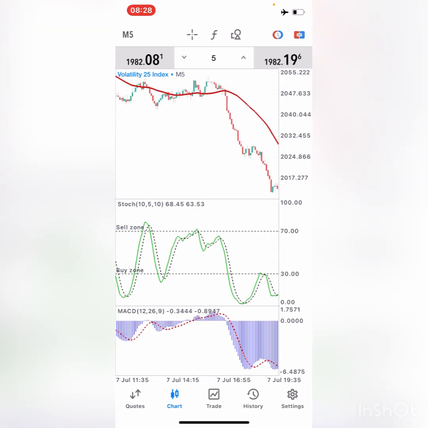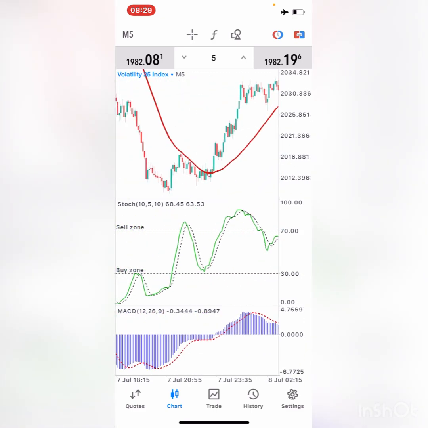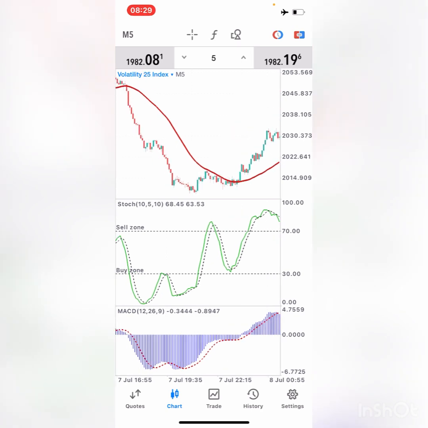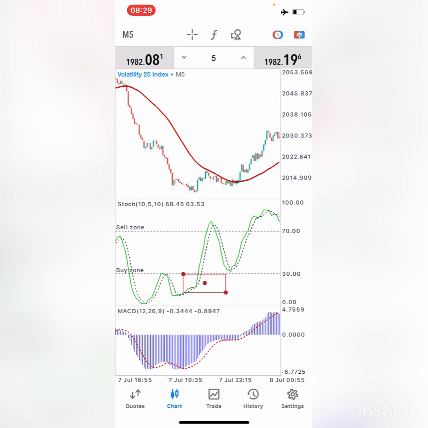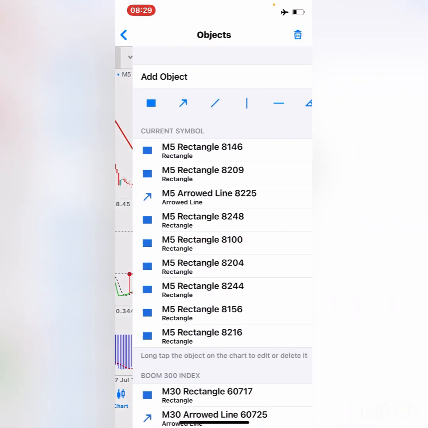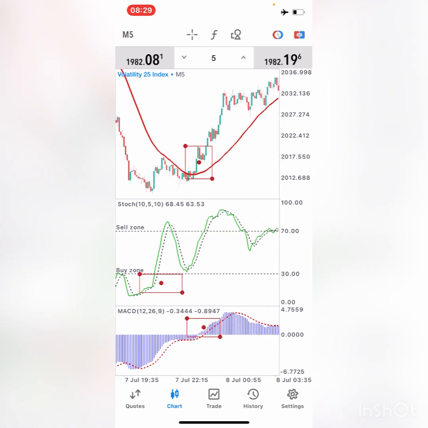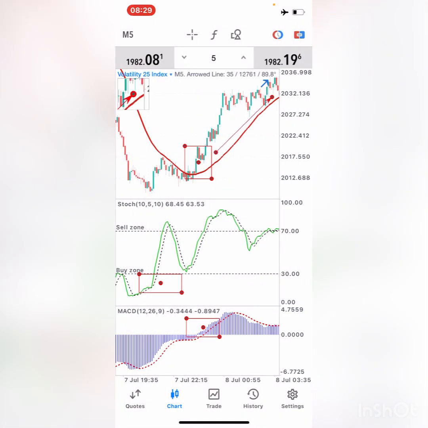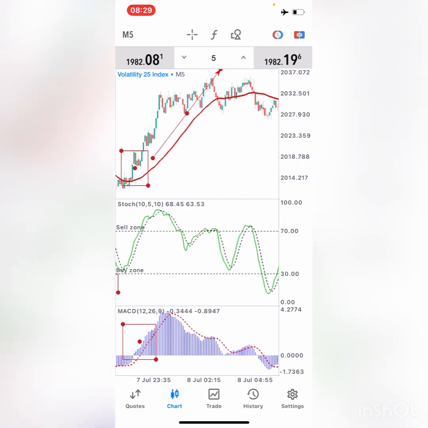So there are so many examples. Right here we had another one. We were in our buy zone, right? Our candlesticks crossed above our moving average, and then the MACD crossed the 0 level, and as you can see, we pushed all the way up.